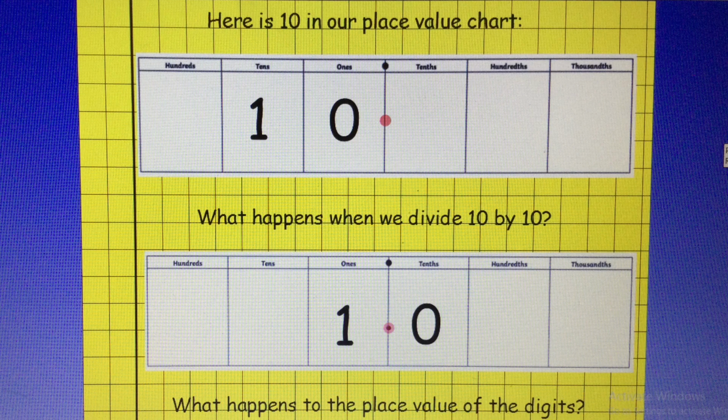Let's take a look at our place value chart. And on the top, you can see we have number 10. And 10 is made up of 1 10 and no 1s. But look what happens when we divide 10 by 10. Now we already know our answer is 1. And when we look at 1 in our place value chart, we can see that 1 has 1 1 and no tenths.